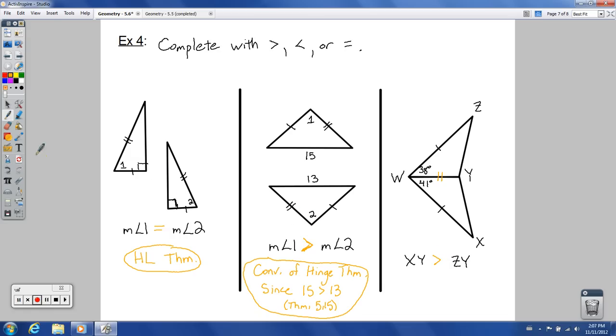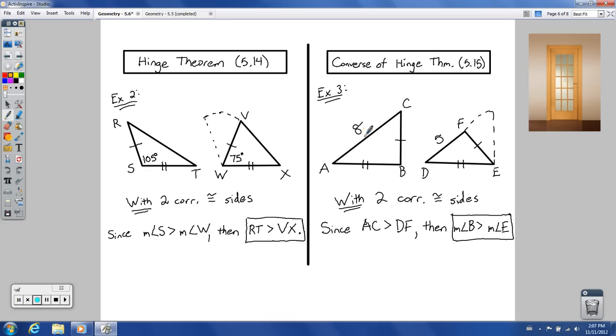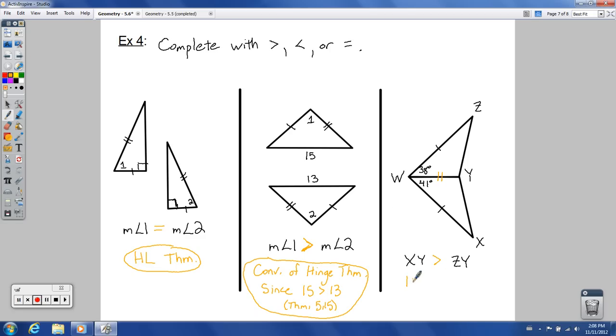XY must be greater than ZY. And so what theorem is this, or what did we just use there? We used not the converse of the Hinge theorem because that has the sides instead, but the Hinge theorem itself. So this is 514. We used the Hinge theorem, since 41 was bigger than 38 degrees. That's theorem 514. Okay, so the different colored stuff, do that in a different color on yours.